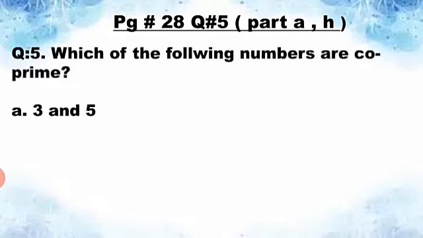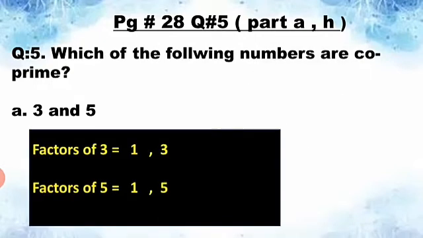So class, question number 5 is, which of the following numbers are co-prime numbers? And I am going to solve part A, which is 3 and 5. So class, first we have to write the factors of 3, then factors of 5. And here we have the factors of 3 and factors of 5. So factors of 3 are 1 and 3 and factors of 5 are 1 and 5.